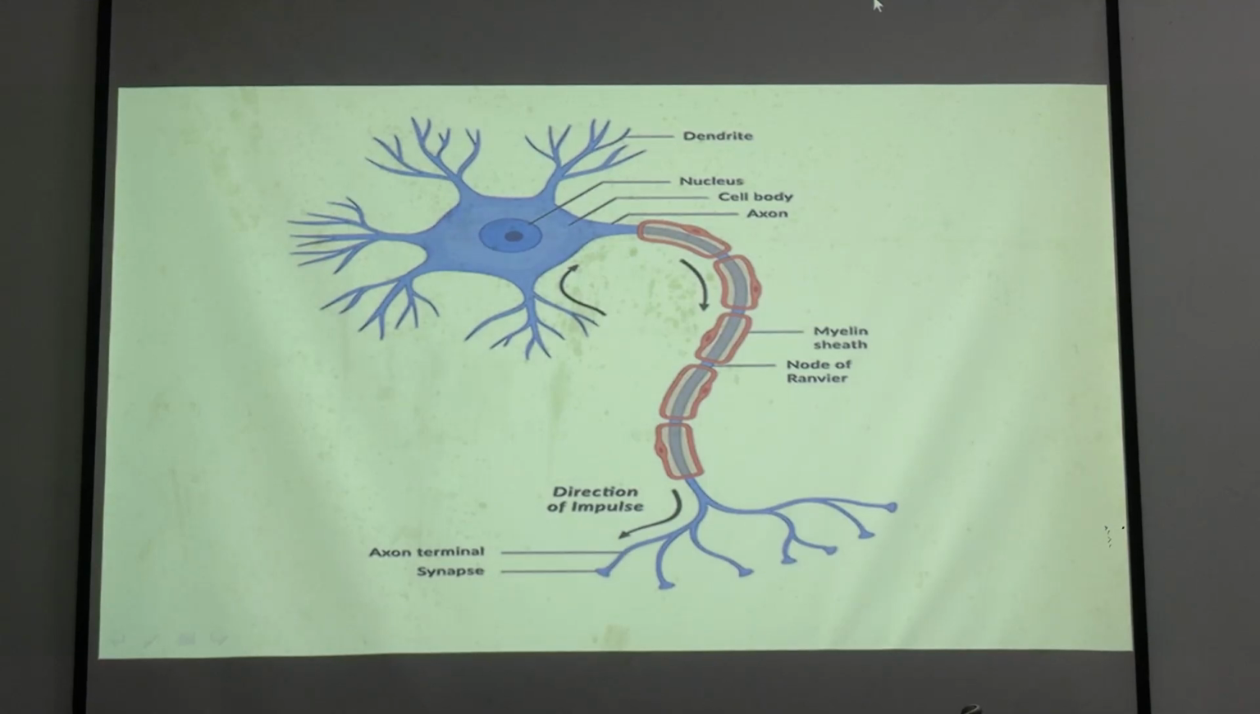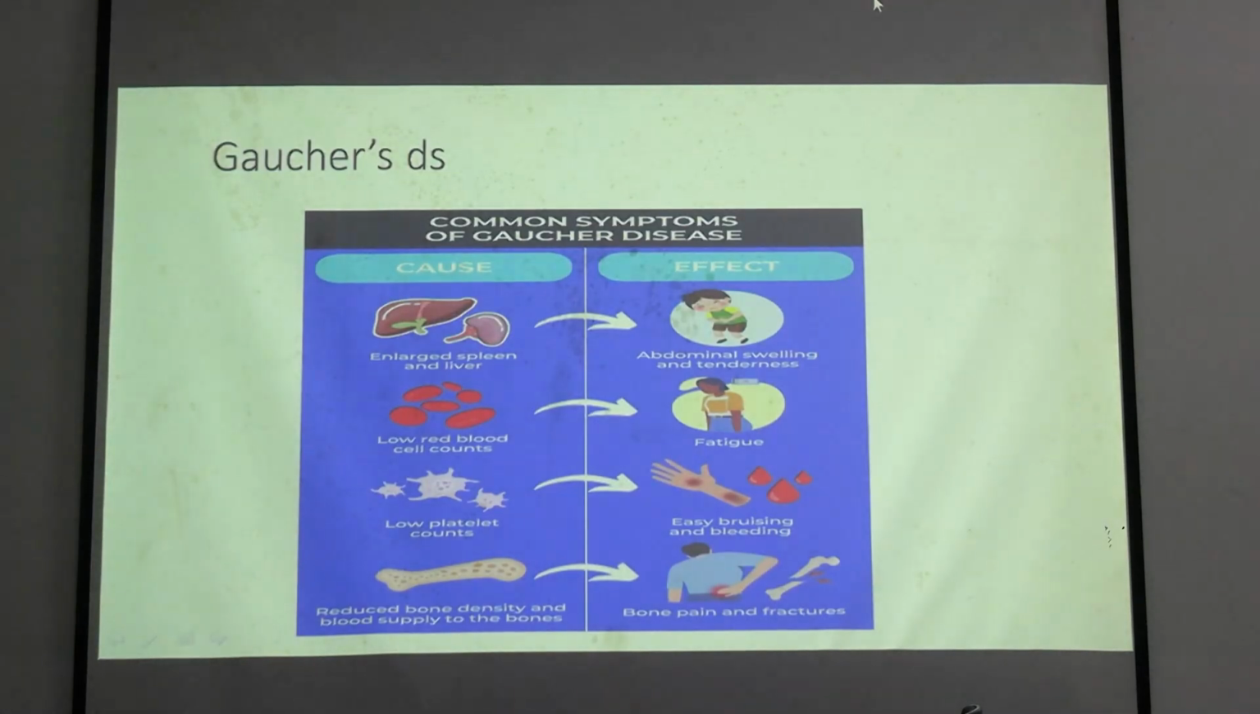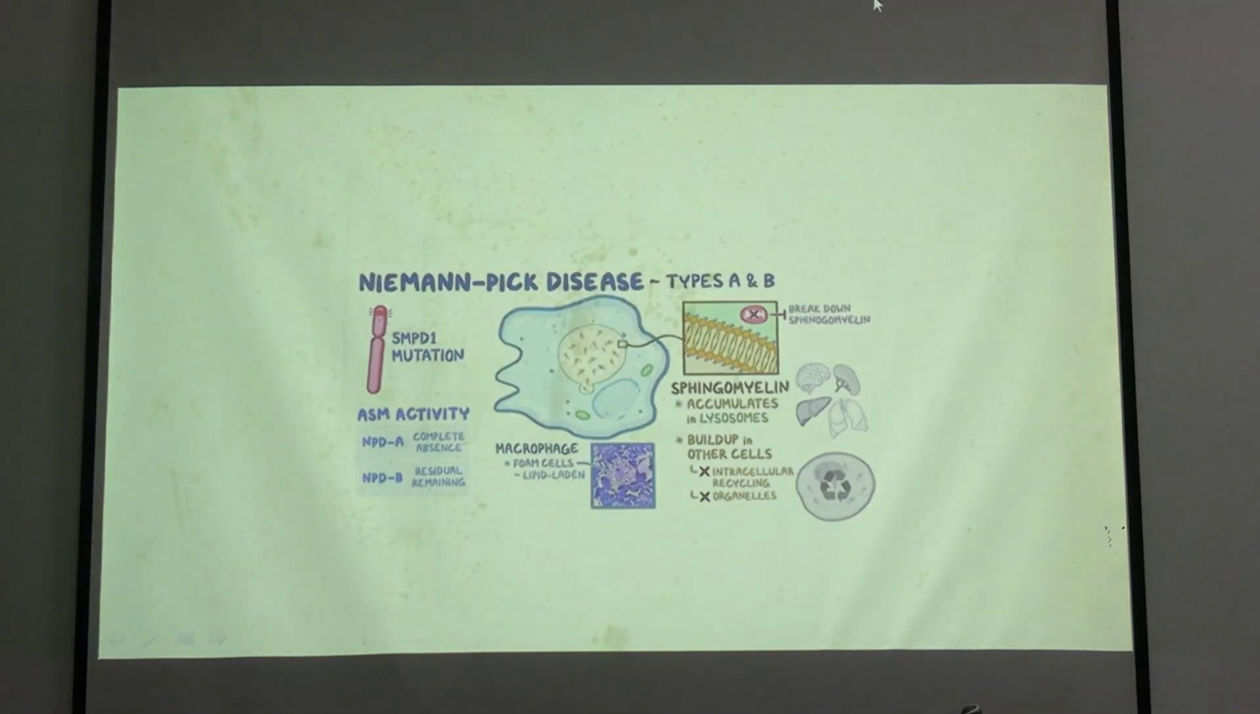In metachromatic leukodystrophy, there will be accumulation in the myelin sheath, so the myelin sheath will break down and there will be no nerve conduction. This is Gaucher. In Gaucher disease, there is the Gaucher cell. This is Niemann-Pick disease. Here also lipid will accumulate inside the macrophage to produce the foam cell.